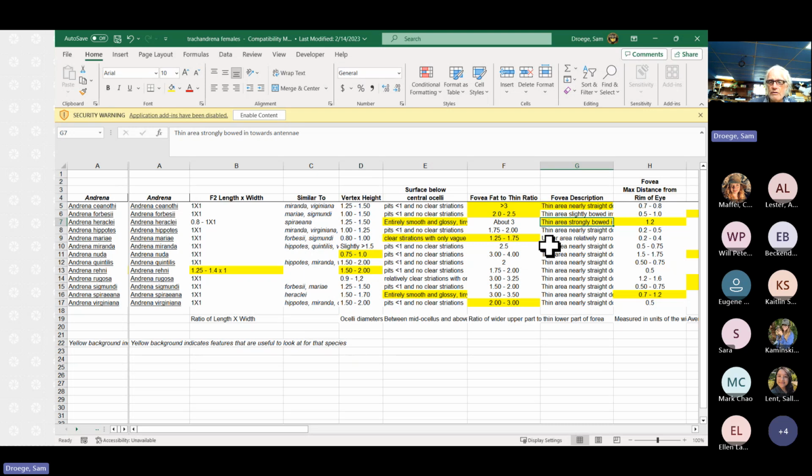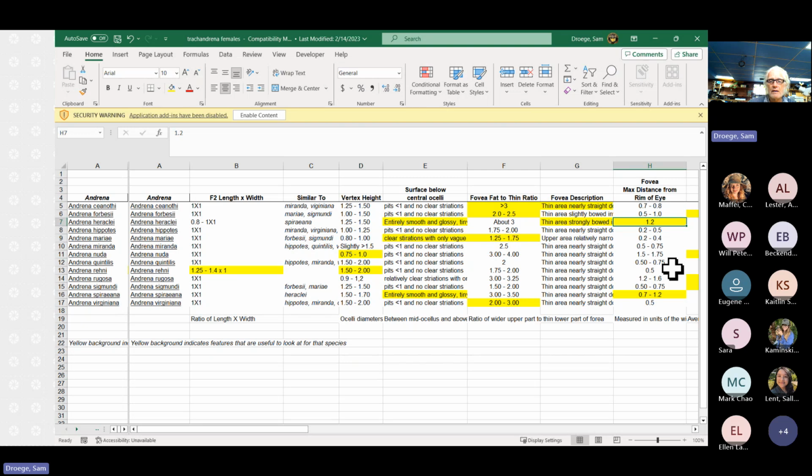Now, facial fovea, thin area, strongly bowed. So if we go back up here, strongly bowed in towards the antennae. Okay, remember Ceanothea, the one we just looked at, was essentially straight. This one is highly bowed. And if we look at the distance, which is the next one, and also highlighted, it's 1.2.